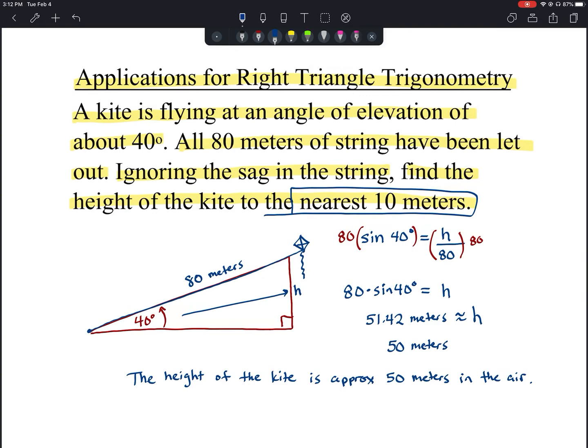Or above the ground, however you want to write it there. That would be our answer. All right, I got one more here. Let's go ahead and jump on into it here.